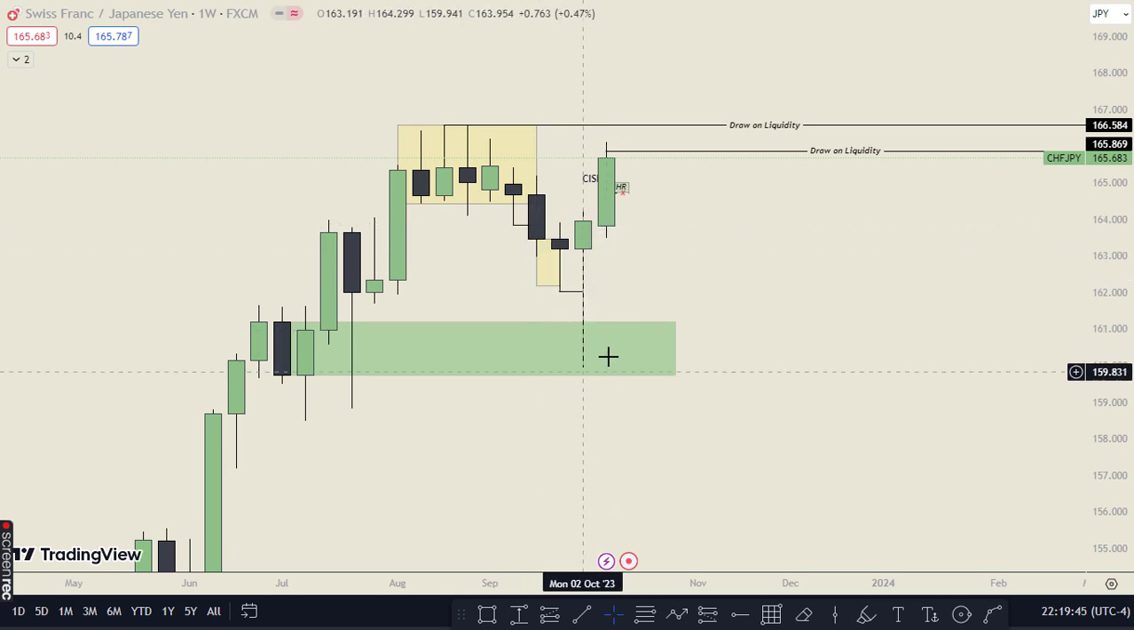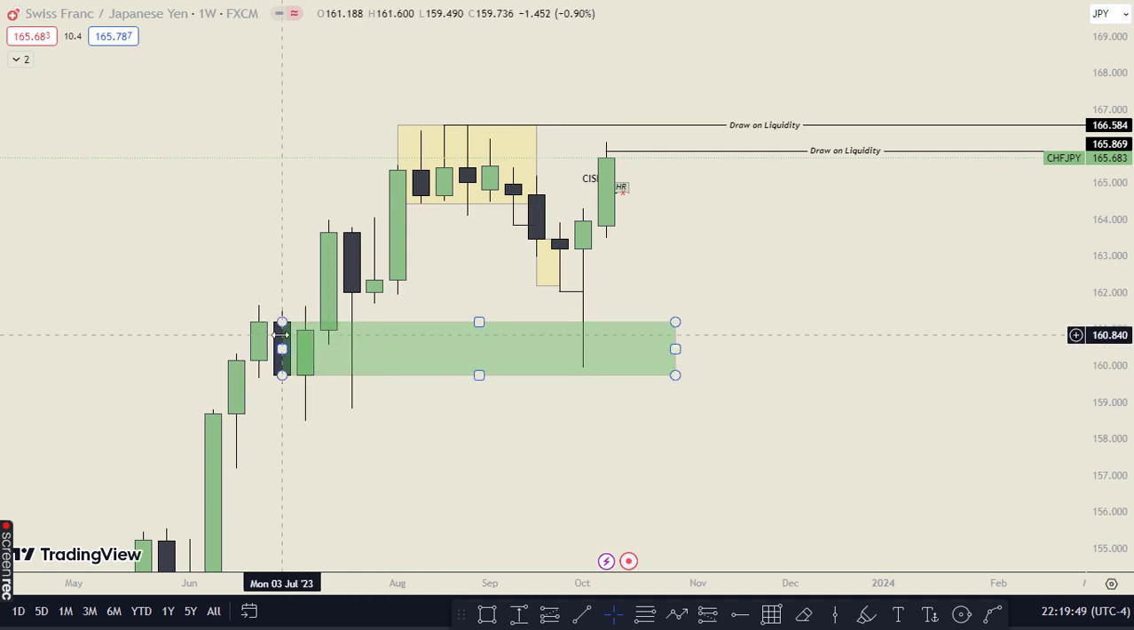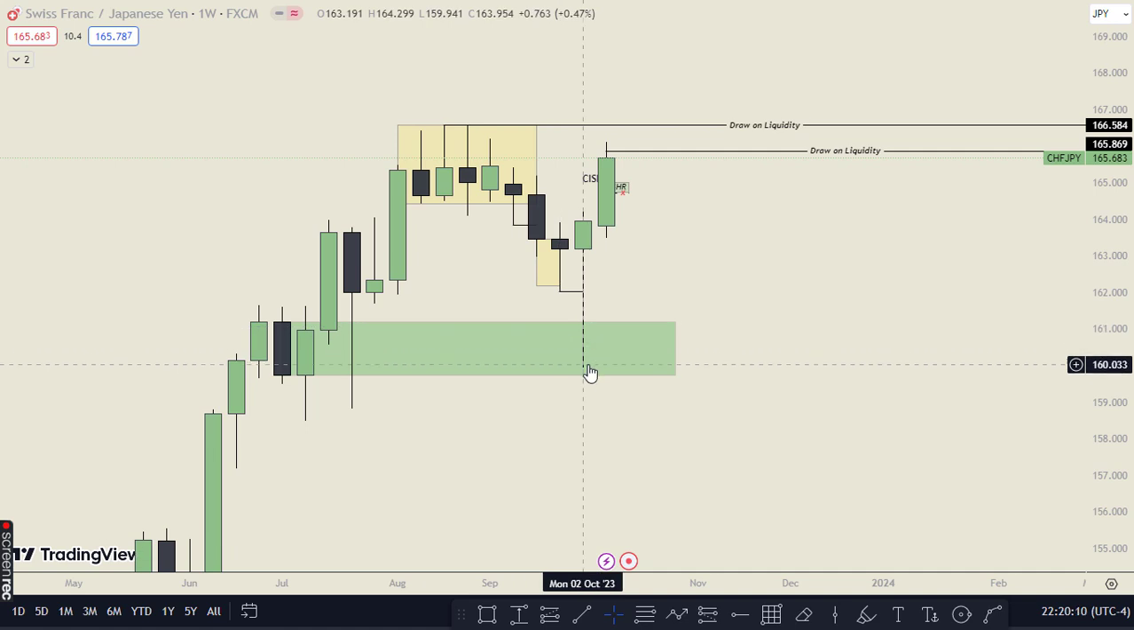And as you can see, the rejection happened on a higher time frame level, which is this bullish order block right here. So we can see that this order block is being respected, and we have a strong rejection from it, and we can expect price to go to the upside. Now, do we have a reason to go to the upside?